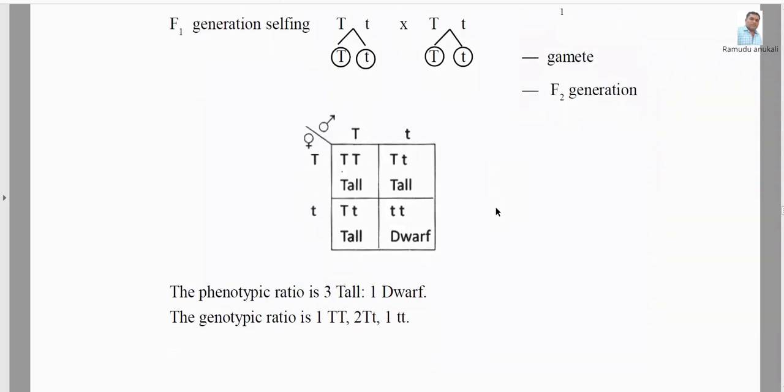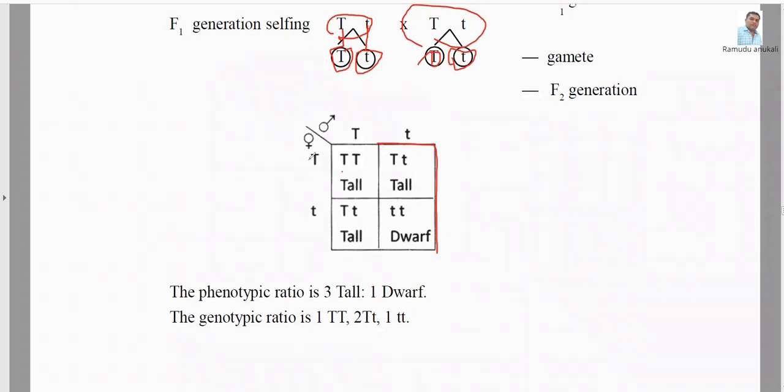Now F1 into F1, we cross here. When they form gametes, capital T is one gamete and small t is one gamete. Here also capital T is one gamete and small t is one gamete. So from this parent two gametes, and from this parent two gametes. To cross here, the best way is to take the Punnett box. This box is called the Punnett box because the scientist Punnett created it, so we can cross easily.